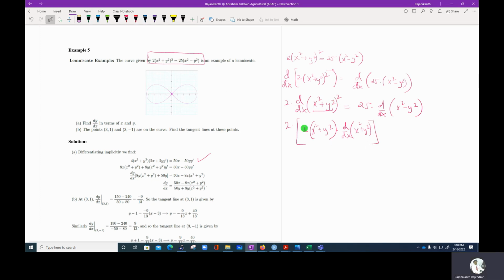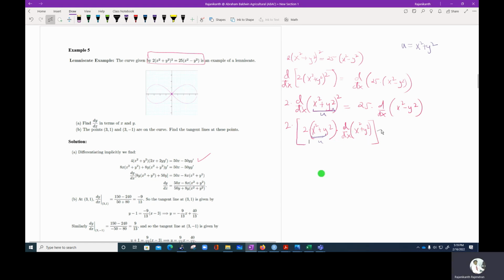So this 2 is here using the power rule. What I'm doing here, please go through the chain rule. I just let this guy be u. I'm using u as the inside function, x squared plus y squared. If it is u, then this is nothing but u squared. So the derivative of u squared is 2u, but the inside function should be differentiated with respect to x, right? That's what I'm doing here using the chain rule.